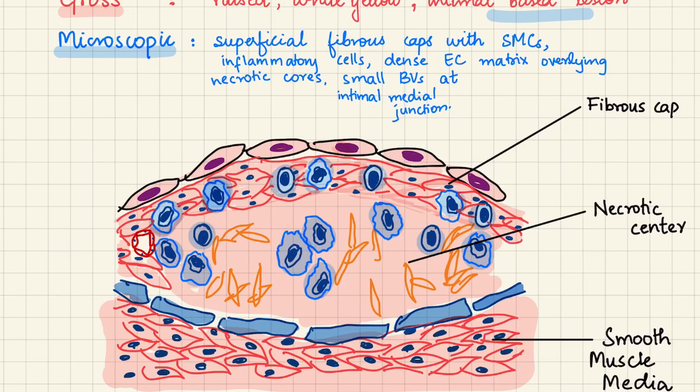The fibrous cap is going to be thick, and it is not going to be easily penetrable. The necrotic center is going to be small and stable, and the overall inflammation is going to be low and not that high.